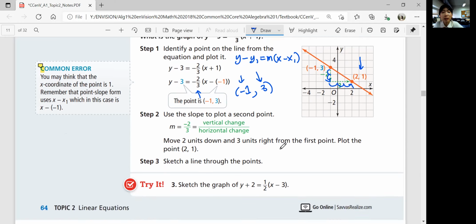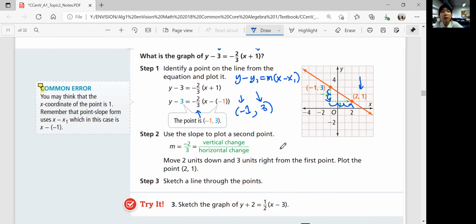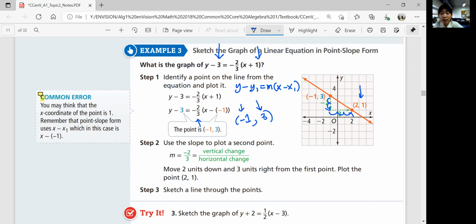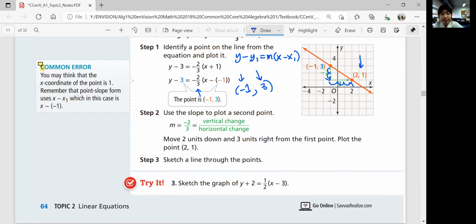Let's try number 3. Sketch the graph of y plus 2 equals 1 over 2 times (x minus 3). So first, you need to figure out a point. From this point slope form, what's the point that you can get easily? Your x is going to be positive 3. Y is going to be negative 2. That's your point. Your slope is 1 over 2. So in your graph, you're going to plot (3, -2).